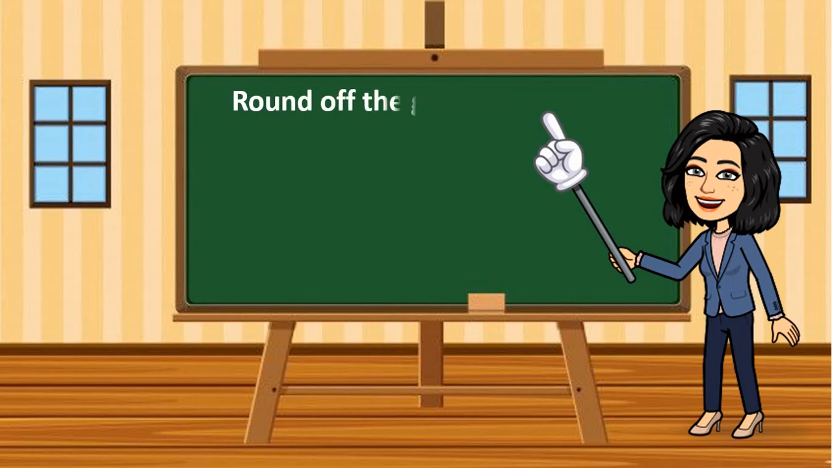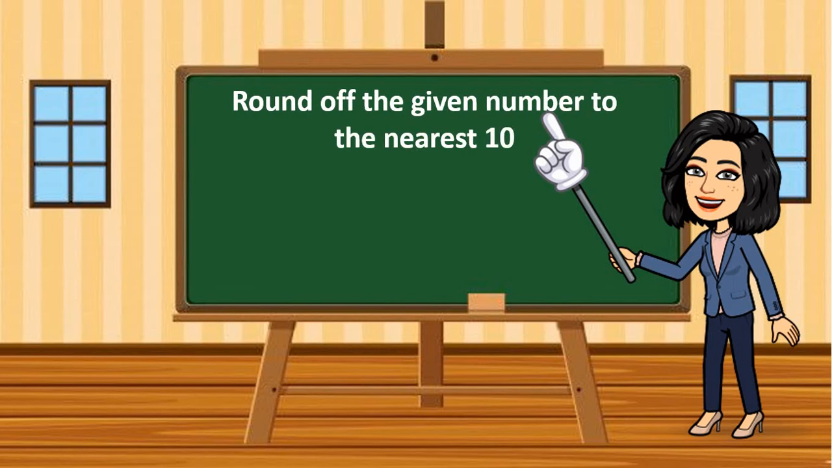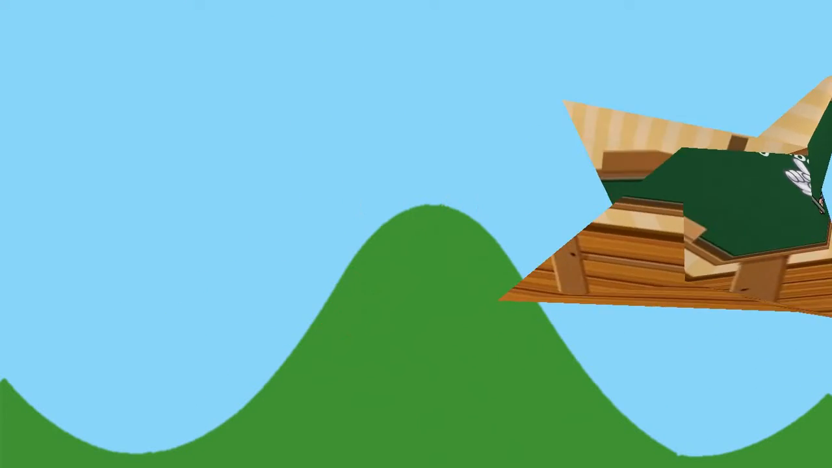First, let's learn about rounding off the number to the nearest 10. Let's say we have a car moving on a hill and the number of the car is 63. Now, between which two tens does the number 63 fall? Very good. It falls between 60 and 70.